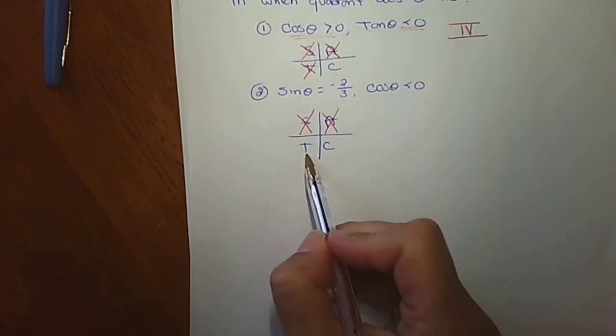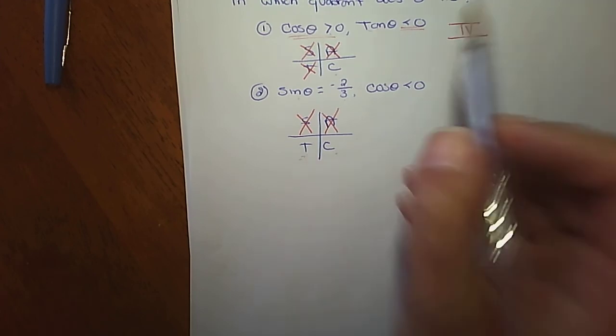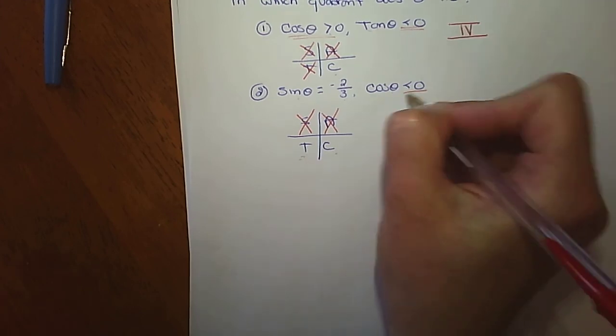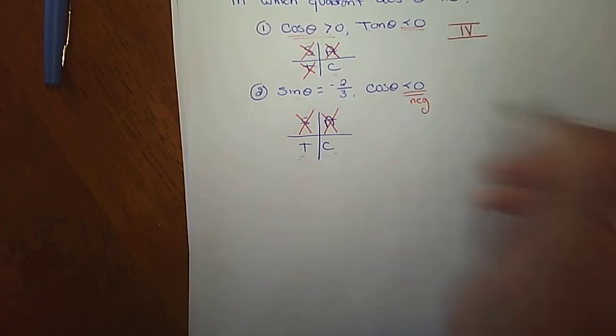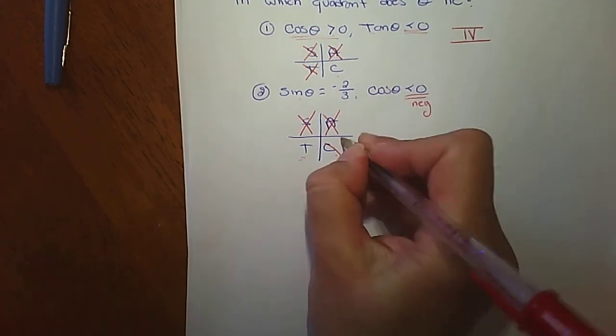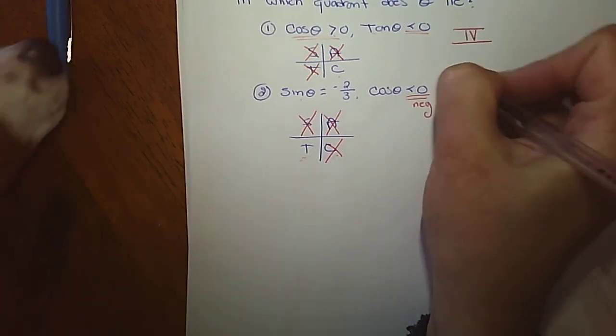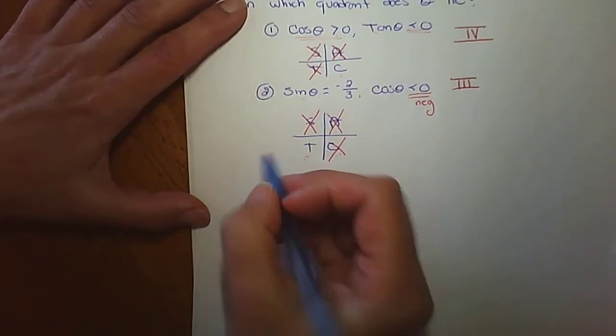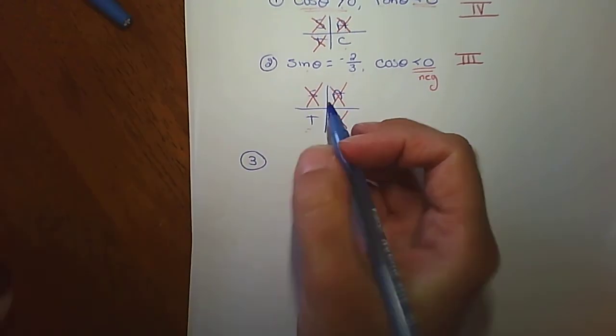All right. Now, out of the leftover 2, I need cosine to be less than 0. Less than 0 again means negative. Well, that's not what we want. So it's got to be quadrant 3. All right. So I'm going to give you 3 more.